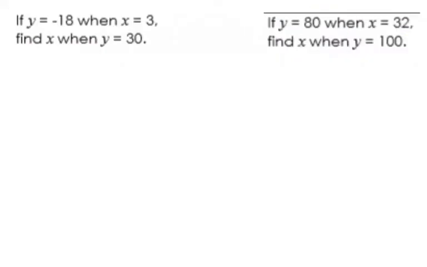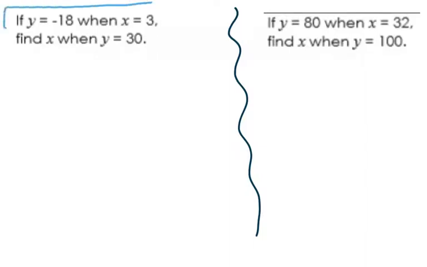Okay. So notice these are gradually getting a little harder each time. It says if y equals negative 18 when x equals 3, that's your first information. And then we're going to find x when y equals 30. That's what I'm going to use at the end.